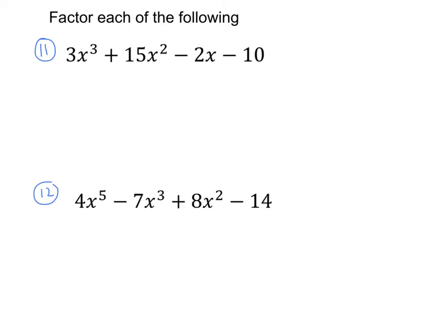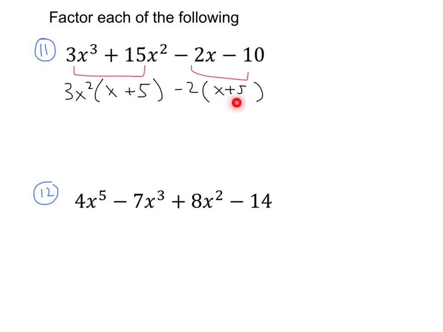Let's see if you were successful. I'm going to do these in two pieces. Let's factor the front. I can pull out 3x squared. That would leave me with x plus 5. And in the back, I can factor out a negative 2, leaving me with x plus 5. These match, which makes this very simple. I've got 3x squared groups of (x plus 5) minus 2 groups of (x plus 5). Therefore, I have (3x squared minus 2) groups of (x plus 5).